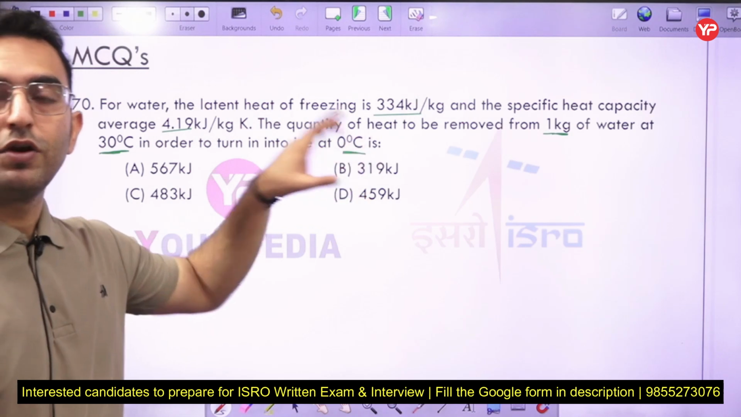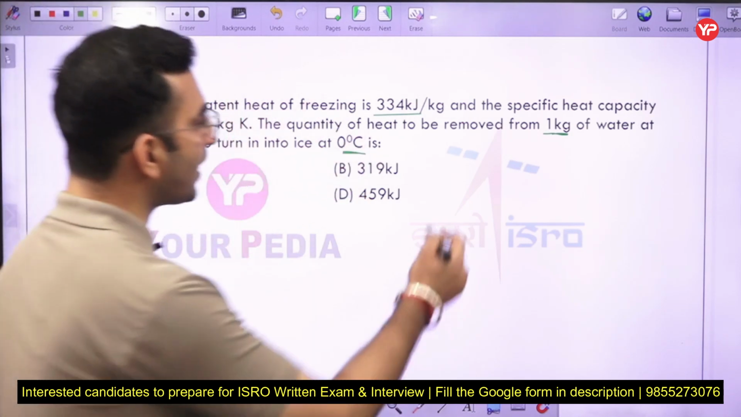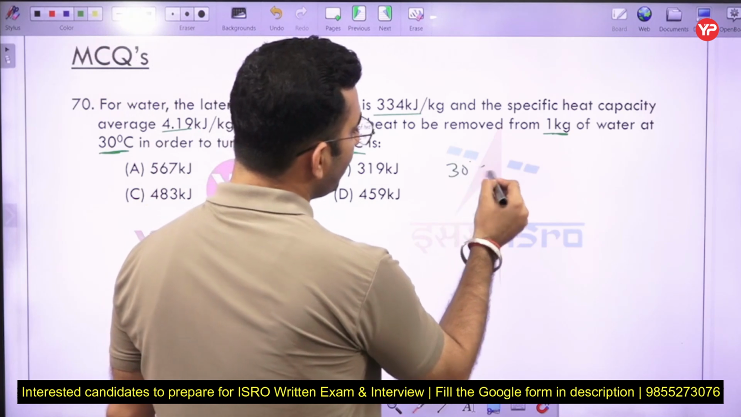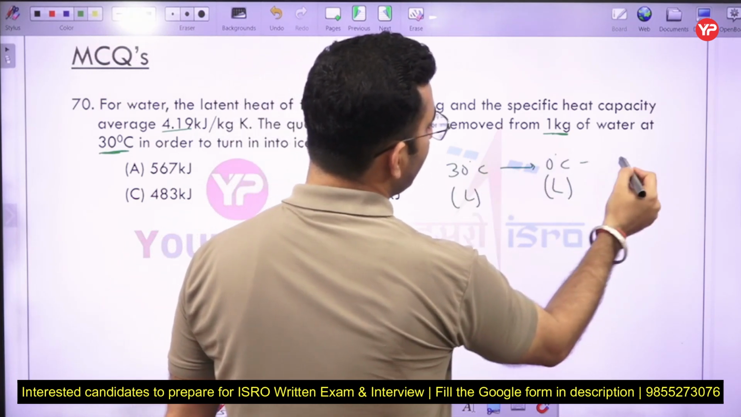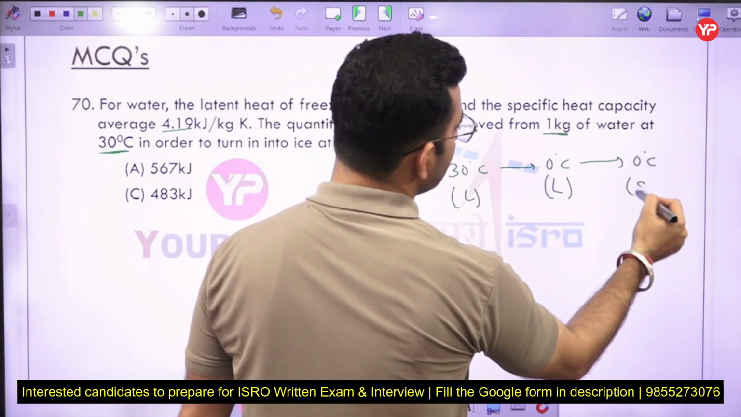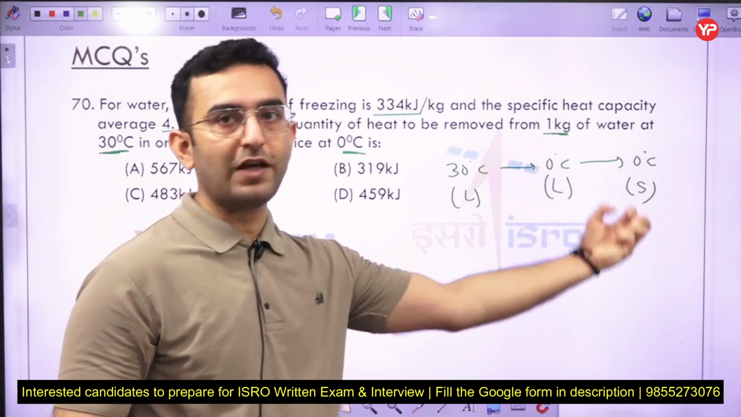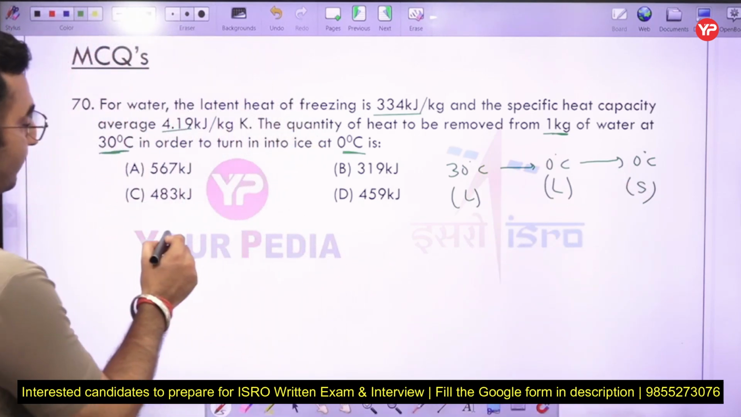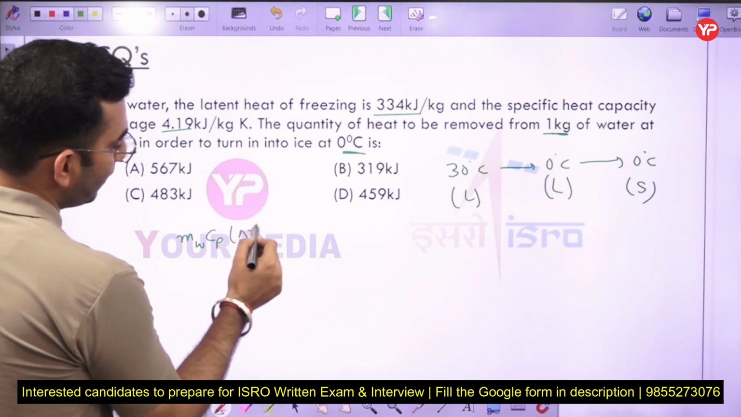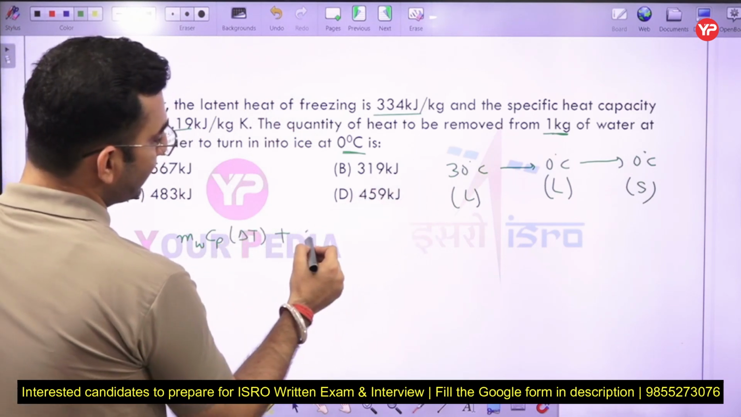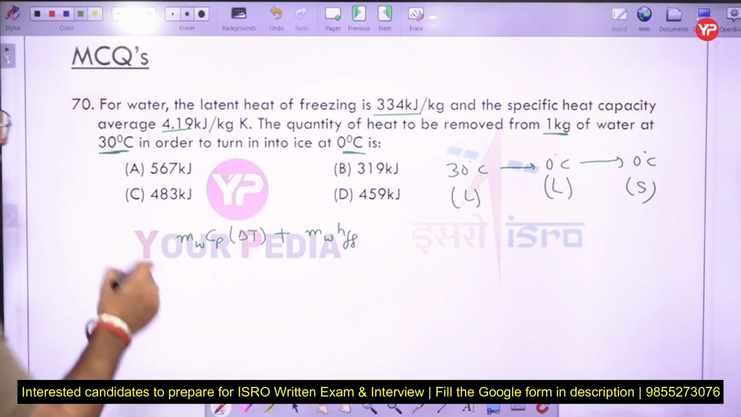Initially the water is maintained at a temperature of 30 degrees Celsius. First of all we have to convert 30 degrees Celsius liquid into 0 degrees Celsius liquid, and then we have to convert it into 0 degrees Celsius solid. So initially we have to absorb the sensible heat and then the latent heat. So I can write mass of water into specific heat into temperature difference plus latent heat, that is mass of water multiplied by hfg. That much amount of heat has to be absorbed here.